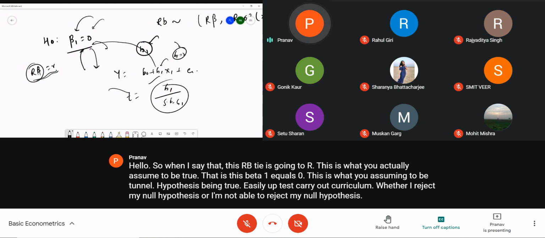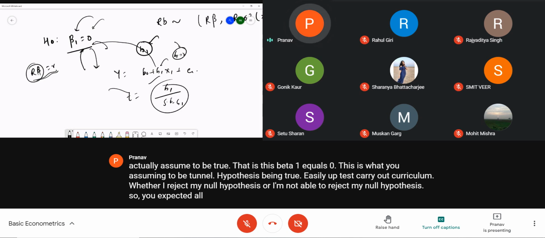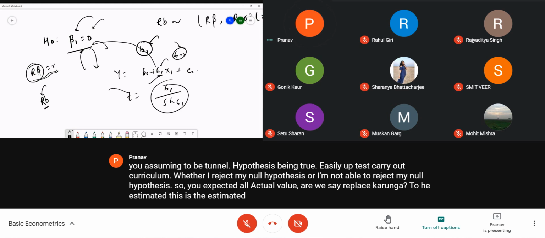So the expected and actual value point here is this: when I replace beta with b, this is the estimated value. This is the estimated value. And what is r here? This r is this 0.